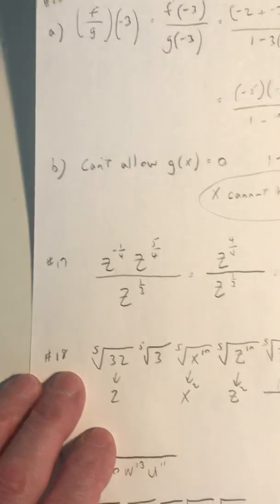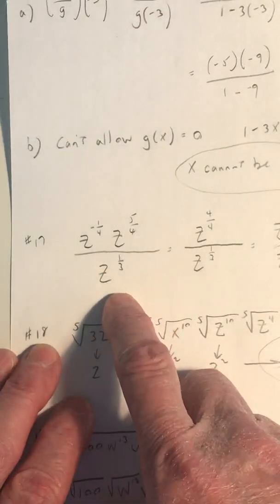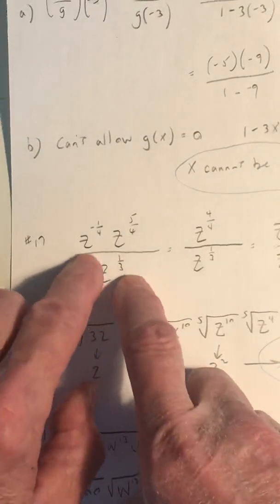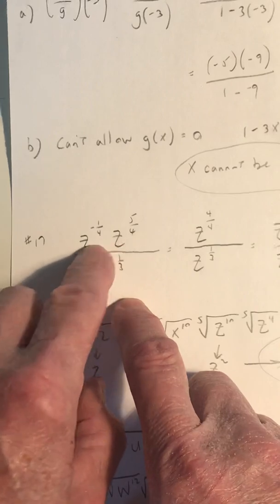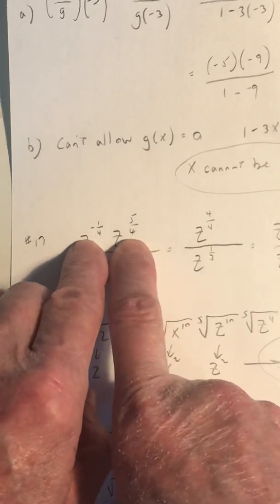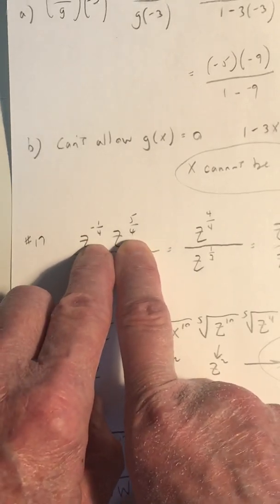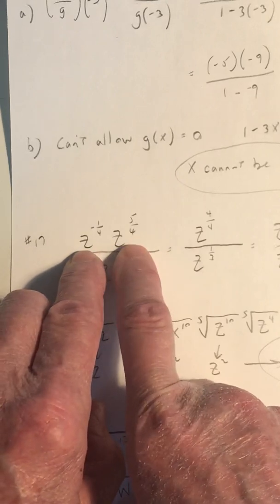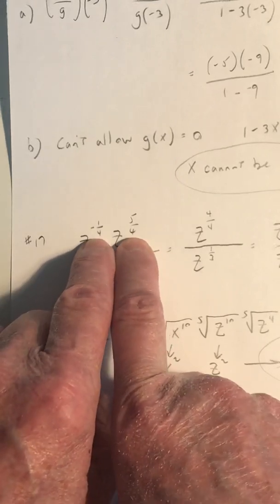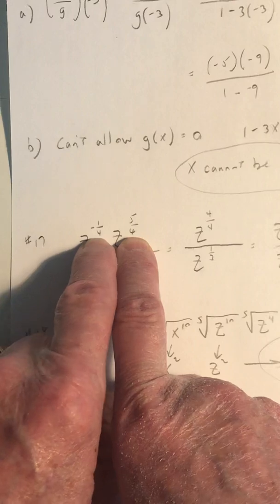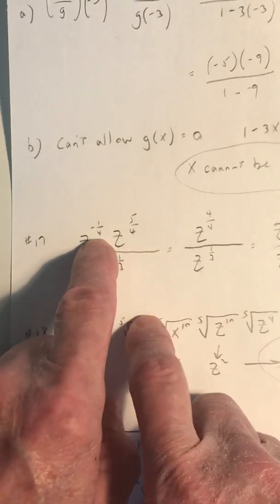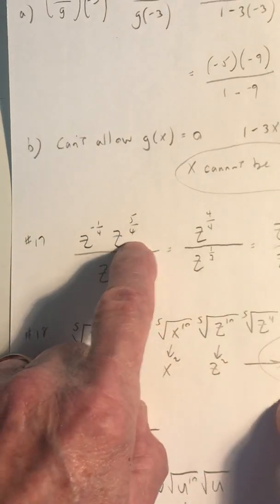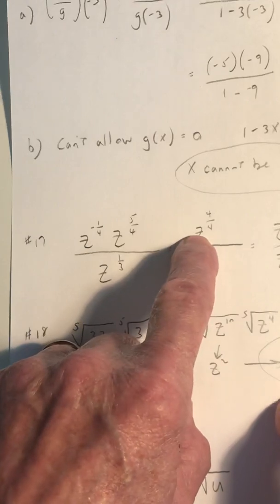Question 17. Simplify this fraction, this rational expression. Clean up the numerator first. It's very easy because you've got z to a power times z to a power. You have to add the powers, and even though they're fractions, you already have a common denominator. Negative 1/4 added to 5/4 gives you 4/4.